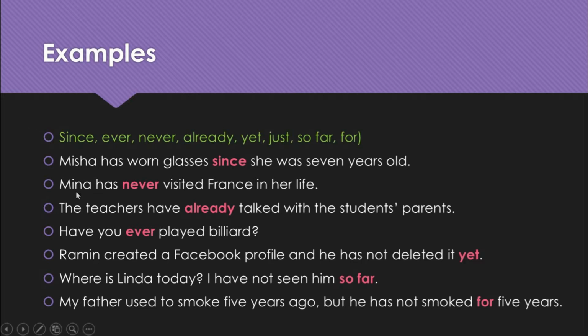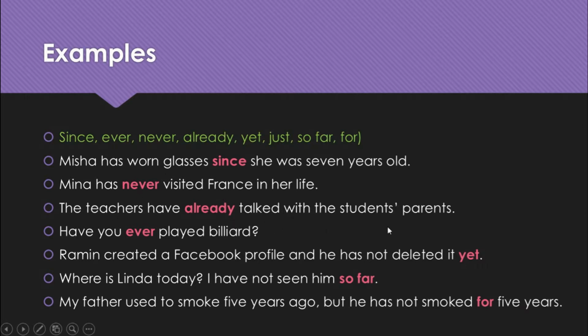The second sentence is, for example, Mina has never visited France in her life, right? She has never. Mina is a person, she is probably 20 years old or so, and she has never visited France. Never negates the sentence. It makes my sentence negative. So I don't have to use not with it because it already makes it negative, right? So Mina has never ever been to France in her life, right?